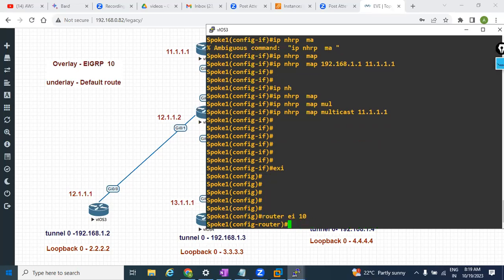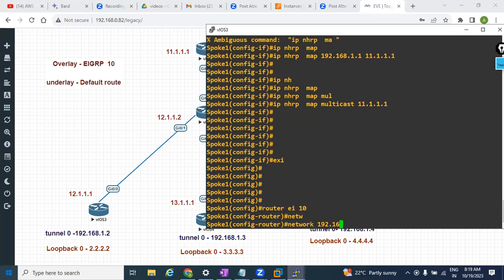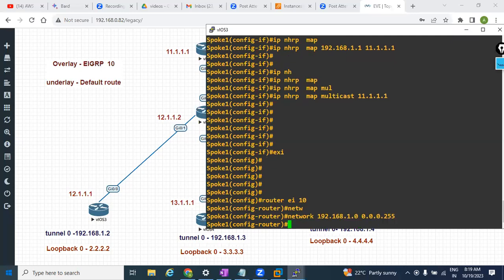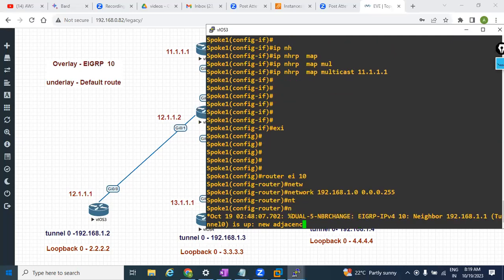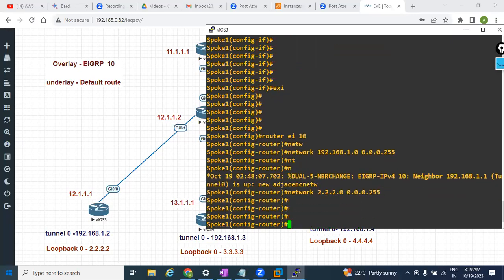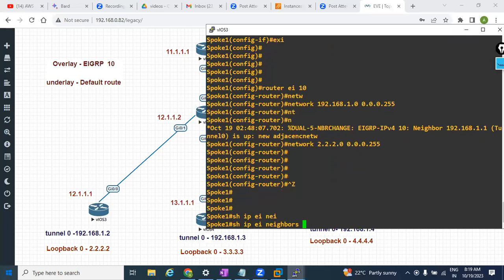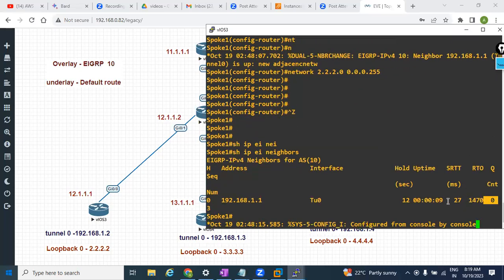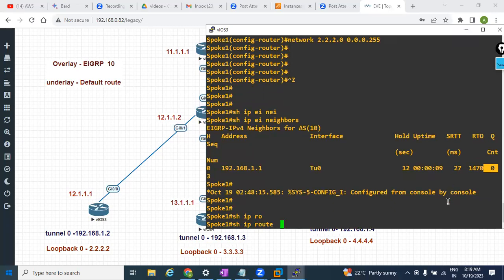Router EIGRP 10, network 192.168.1.0 with wildcard mask, network is 2.2.2.0, like that. So show IP NHRP neighbor, the queue count is 0. So show IP route EIGRP.